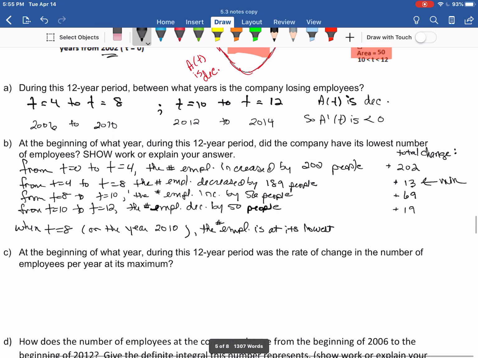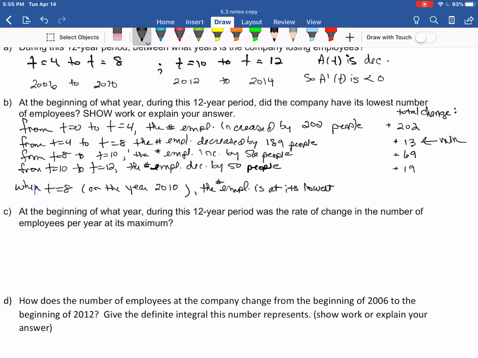All right. Part C. At the beginning of what year during this 12-year period was the rate of change in the number of employees per year at its maximum? So 2 things to notice. Rate of change needs to be at the maximum. And this is great news because rate of change in the number of employees, well, that's just talking about A prime. So when is this graph A prime at its highest?